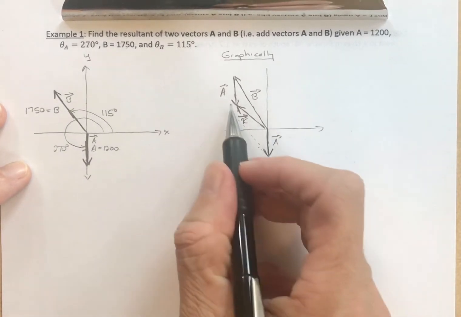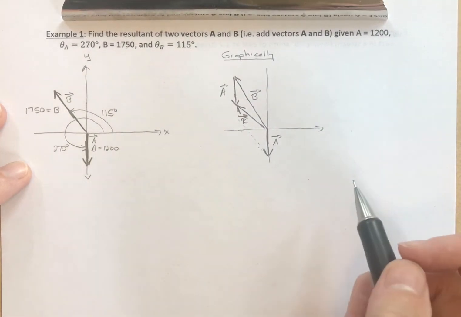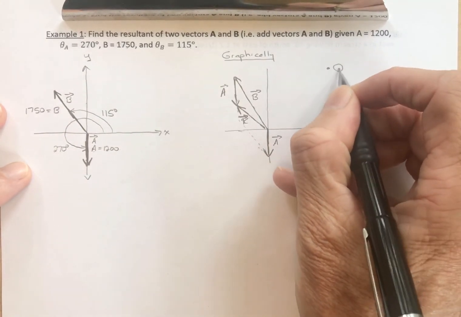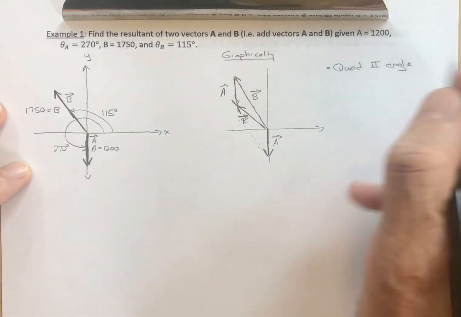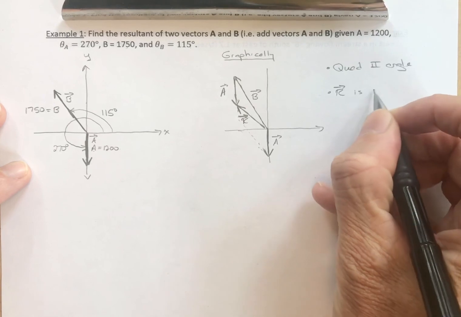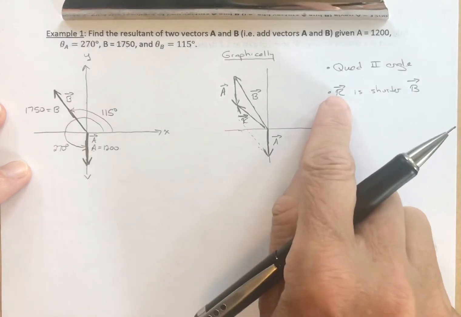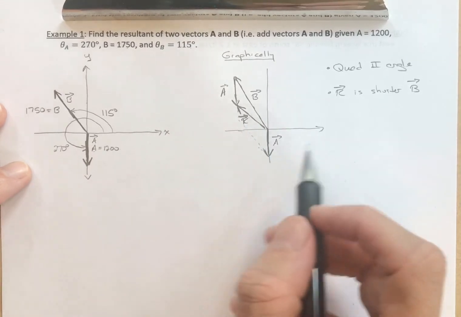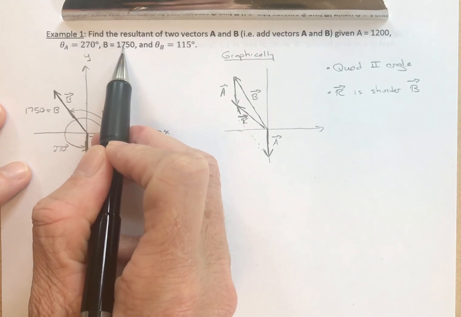So that's what we're looking for: the resultant vector if we add them up. I add them head to tail, or I can add them up in the parallelogram method. This is the resultant vector, and we can see we have a quadrant 2 angle from our drawing. Our vector R is going to be shorter than vector B, so the magnitude of R will be less than the magnitude of B. No matter what, the magnitude better be less than 1750.